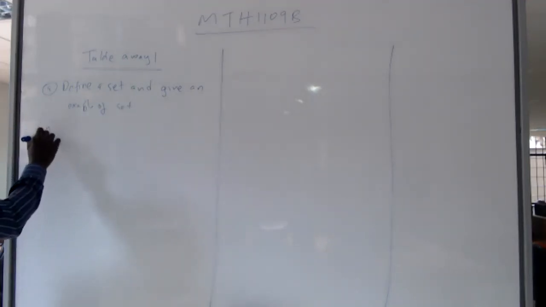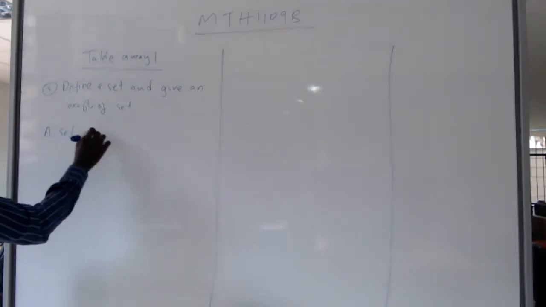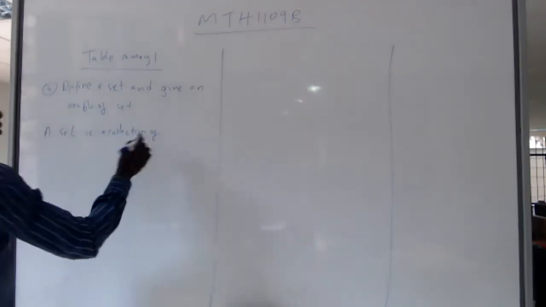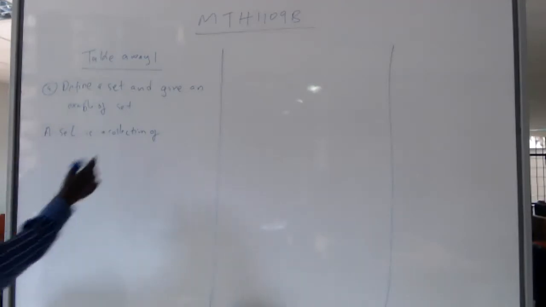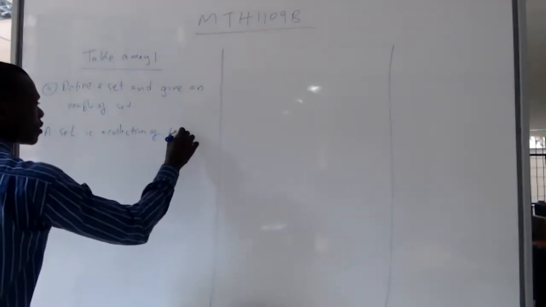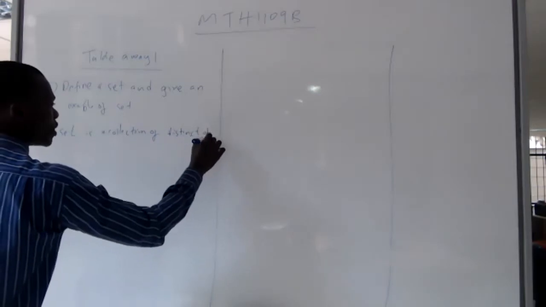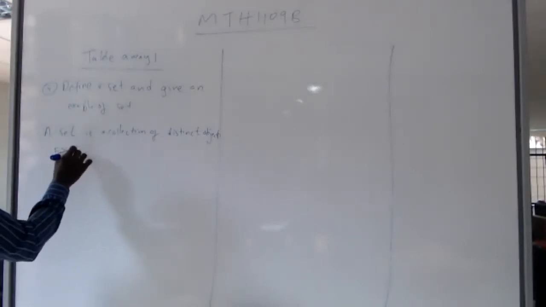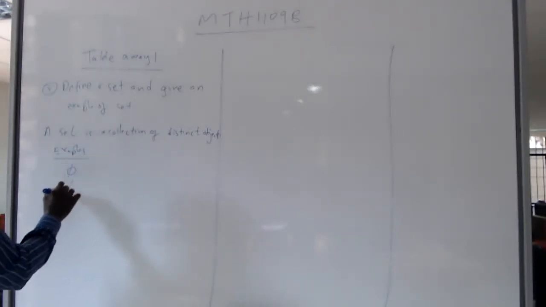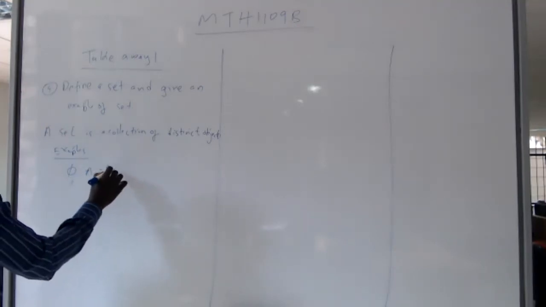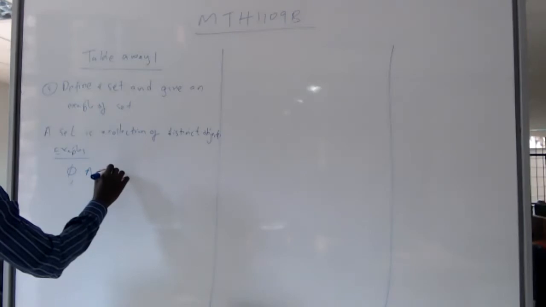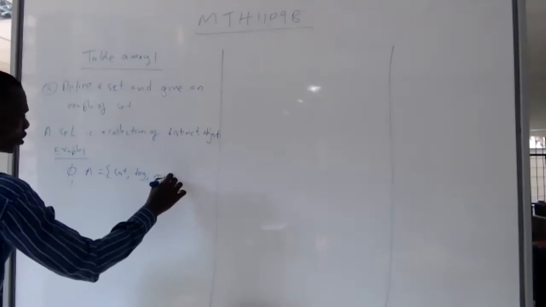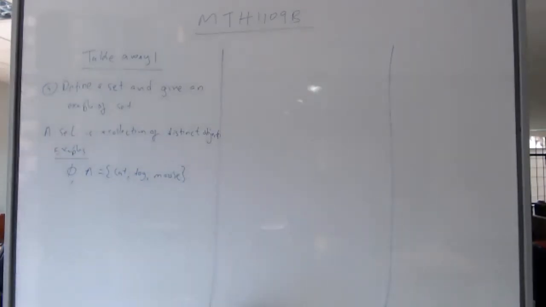We define a set as a collection, or enumeration, or a list of distinct objects. There are so many examples we could give. For example, the empty set. We define a set to contain maybe cat, dog, mouse. That could be a set.